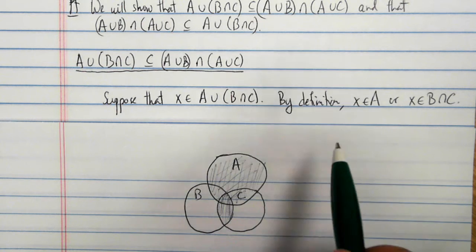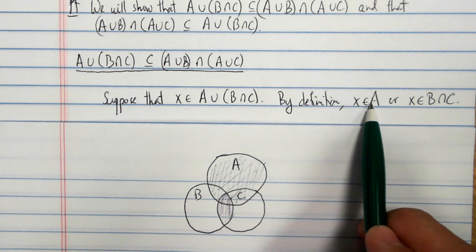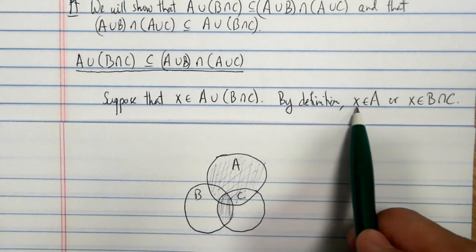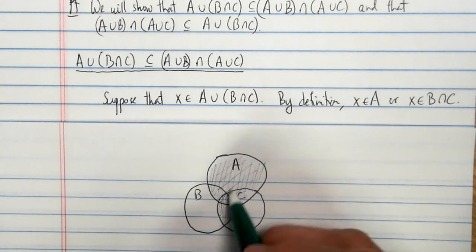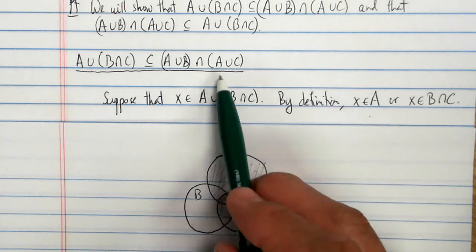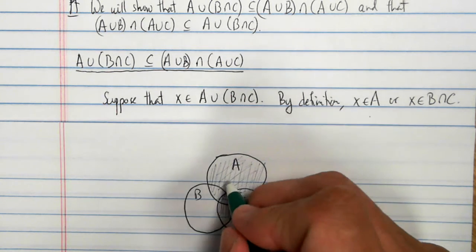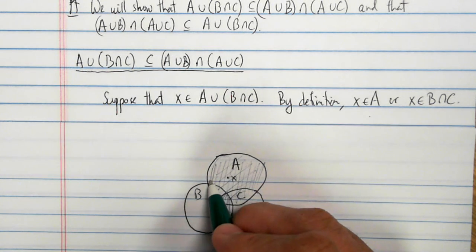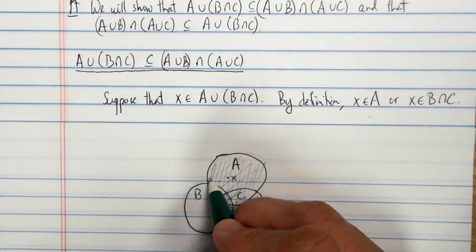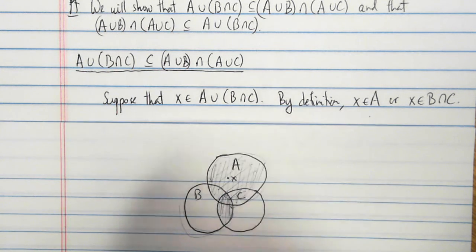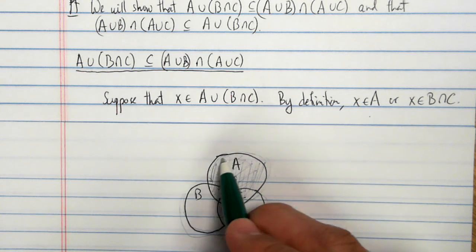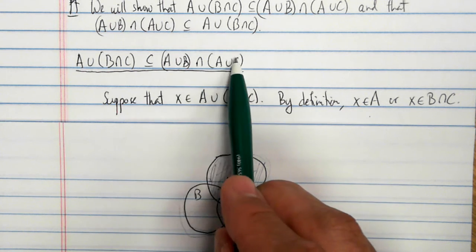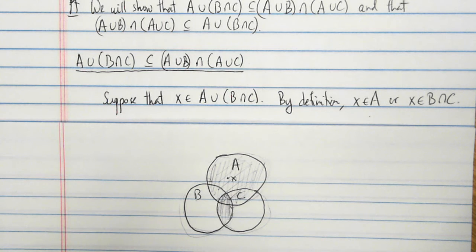Now, there's two parts. Here's case 1, case 2. If X is in A, then clearly it's going to be in A union B. So if I pick a point X, then here's A union B, and clearly it's inside of there. Also, the point X will be inside of A union C, and so it'll have to be inside of both of these. So that's how case 1 works.